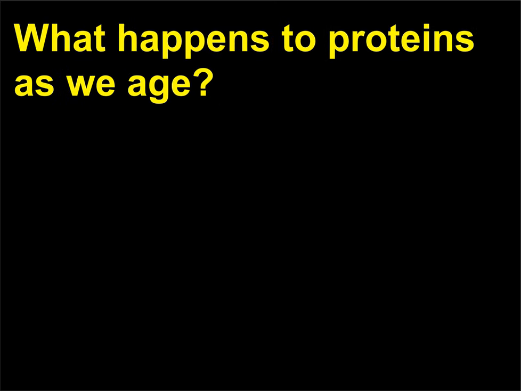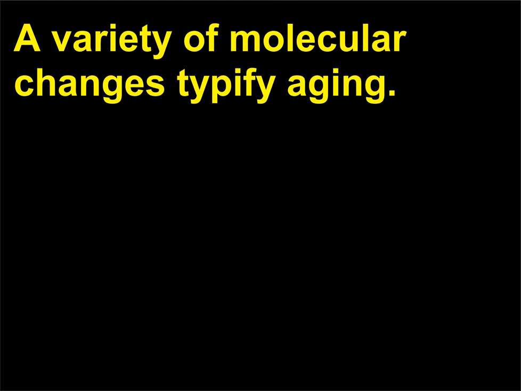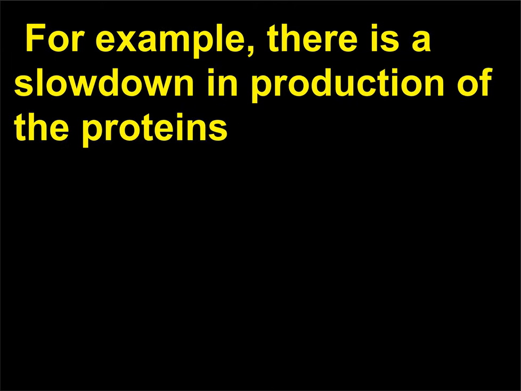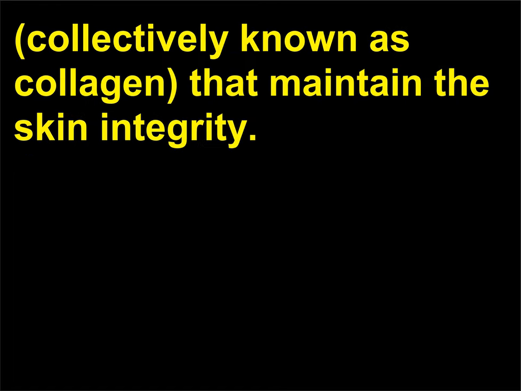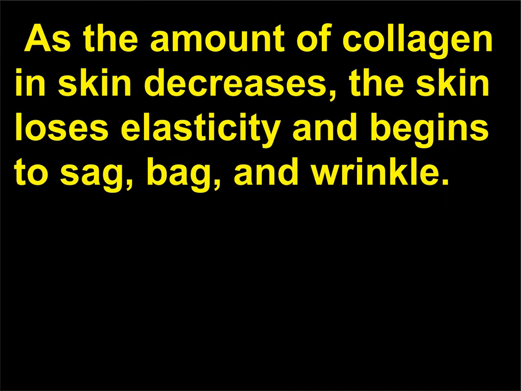What happens to proteins as we age? A variety of molecular changes typify aging. For example, there is a slowdown in production of the proteins, collectively known as collagen, that maintain the skin's integrity. As the amount of collagen in skin decreases, the skin loses elasticity and begins to sag, bag, and wrinkle.